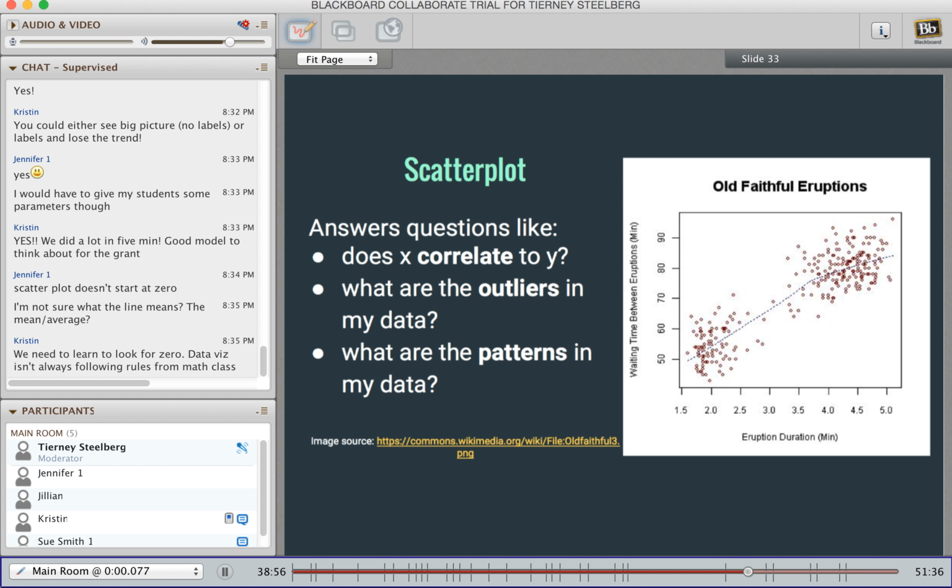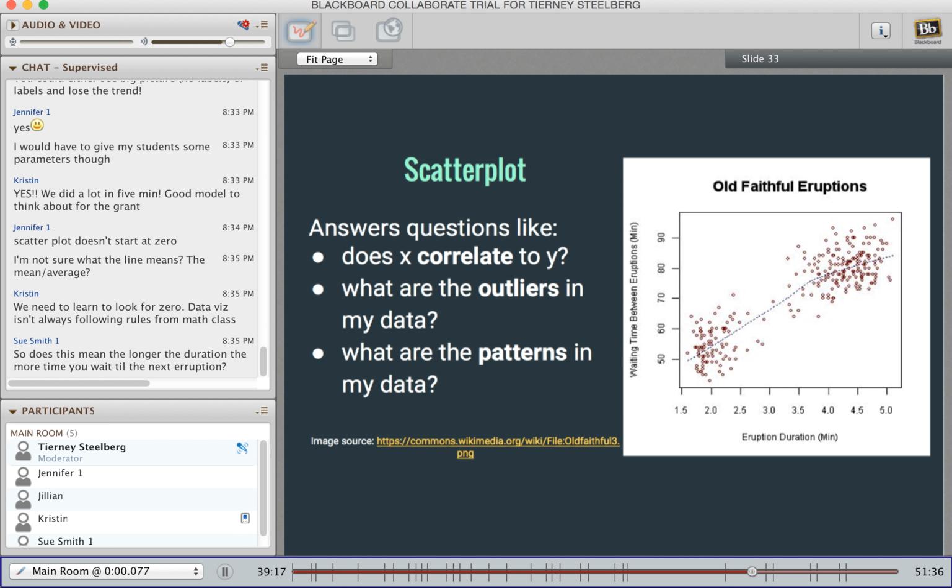Jennifer says, I'm not sure what the line means, the mean average. Kristen says, we need to learn to look for 0. Data isn't always following the rules for math class, which is a good point. And Jennifer, as to your question about the line, I believe it's the regression lines for each cluster of data, which shows, for each cluster, half of the points are above it and half are below.